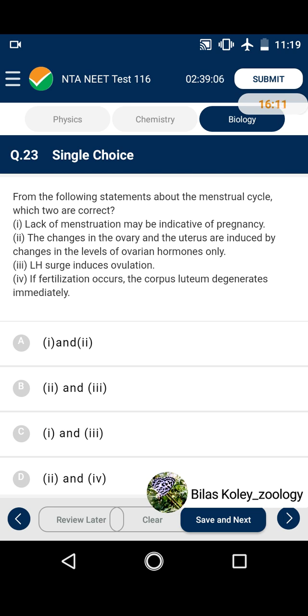Now question number 23. From the following statements about the menstrual cycle, which two are correct? Option 1, lack of menstruation may be indicative of pregnancy. Option 2, the changes in the ovary and the uterus are induced by change in the level of ovarian hormone only. Option 3, LH surge induces ovulation. And option 4, if fertilization occurs, the corpus luteum degenerates immediately. In these questions, the right option will be option C.